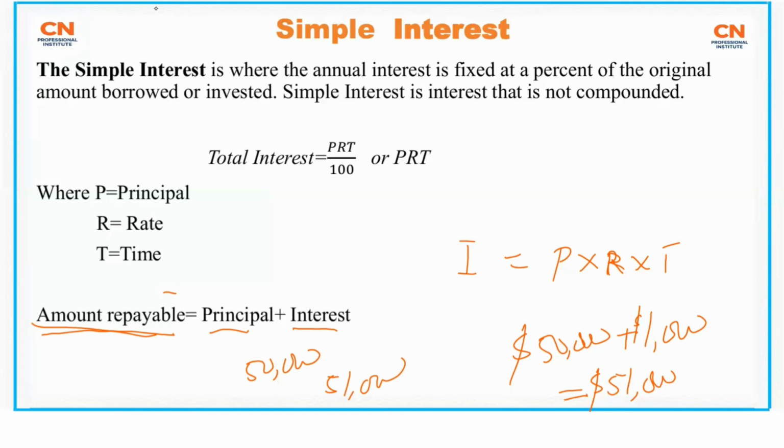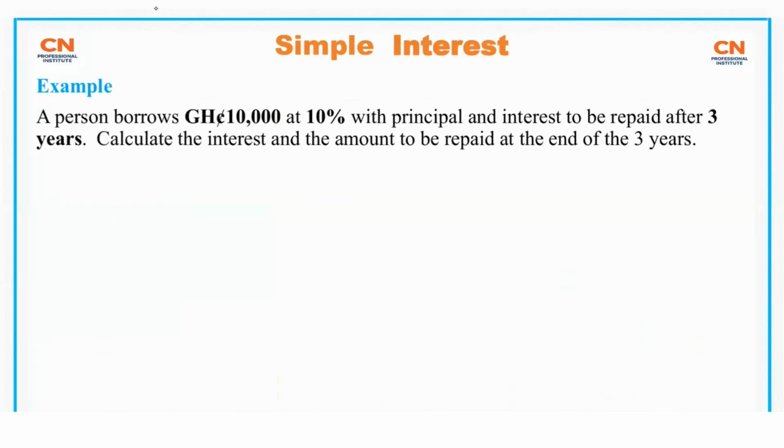So that is simple interest. Now let's solve some questions. As we solve, we will explain more. Let's look at this example. It says a person borrows 10,000 at 10% with principal and interest to be repaid after 3 years. Calculate the interest and the amount to be repaid at the end of the 3 years. So here we have to calculate the interest first.